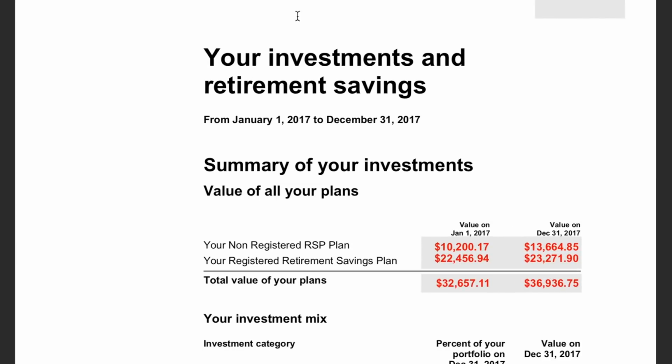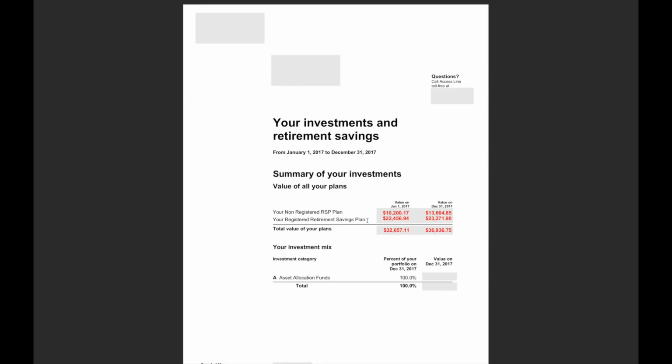If we look at the first page, we see some of the information we're looking for. There's actually 2 accounts with this company. So the first one is the NRSP. The second one is the RRSP. So 2 different accounts with 2 different values. So the top line has our January 1st and our December 31st. And our bottom line has the January 1st and December 31st of the RRSP. So I'm going to have to dig a little bit further.